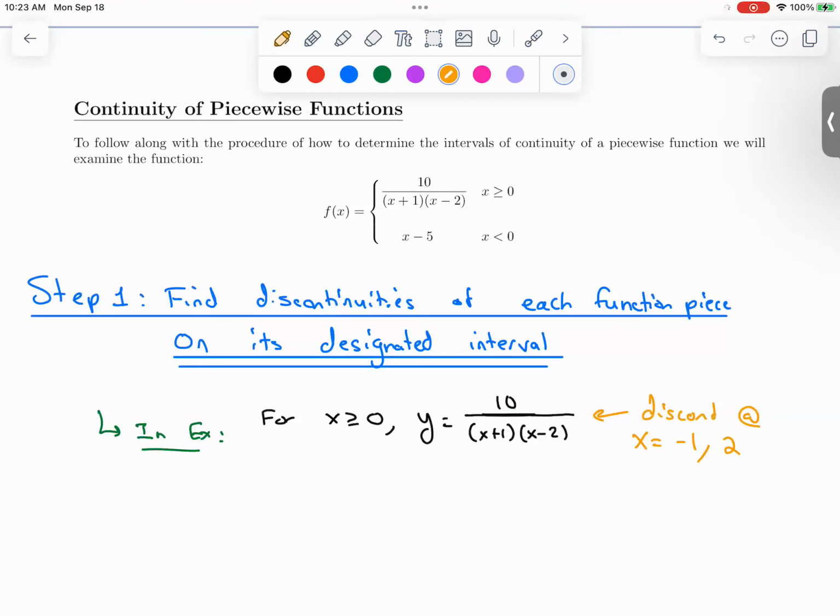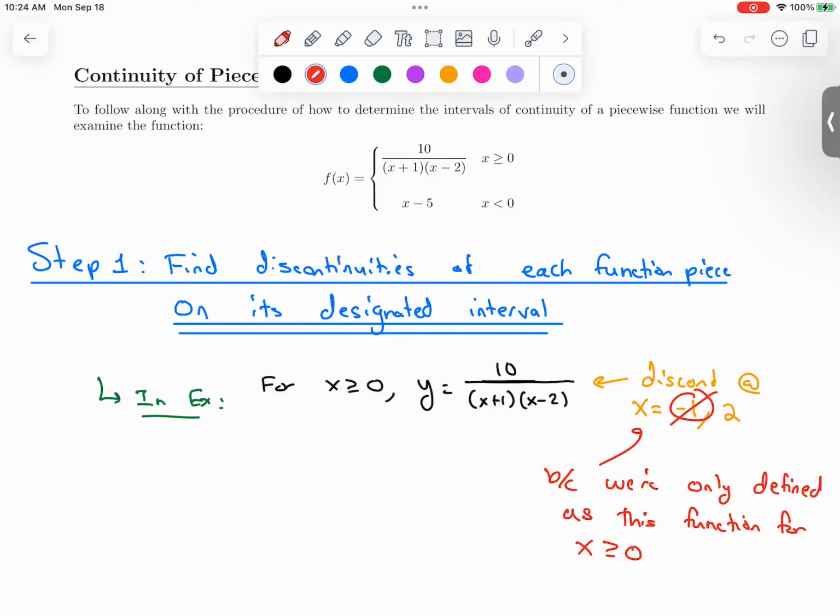As we are only defined as this first function for values greater than or equal to 0, yes, the actual function, y equals 10 over x plus 1 times x minus 2, if I was asking you where that thing is discontinuous, you would just say -1 and 2. But we are only concerned with this function when x values are greater than or equal to 0. So that -1 isn't a problem for us. If you were to graph this piecewise function in Desmos, you'd see that that part of the graph isn't there. So we only get 2 from the first piece.